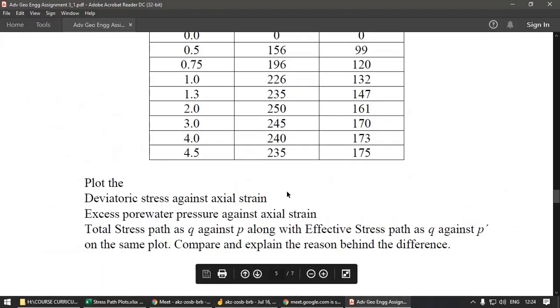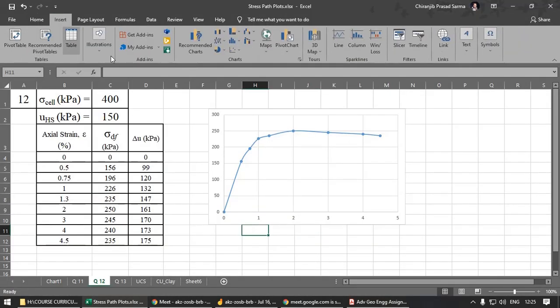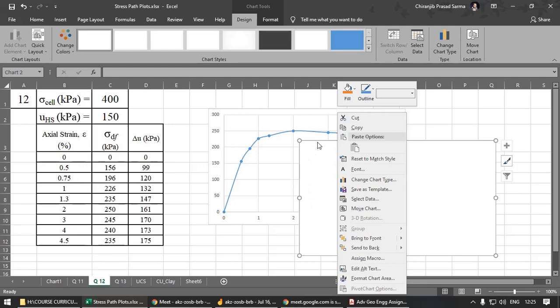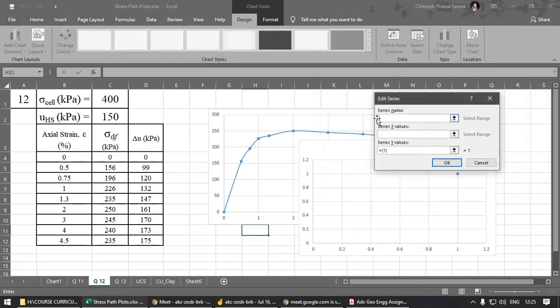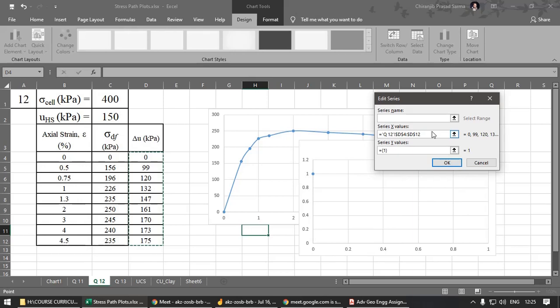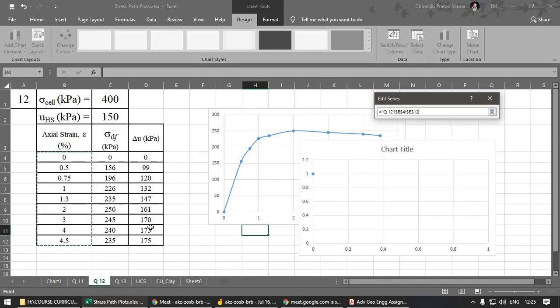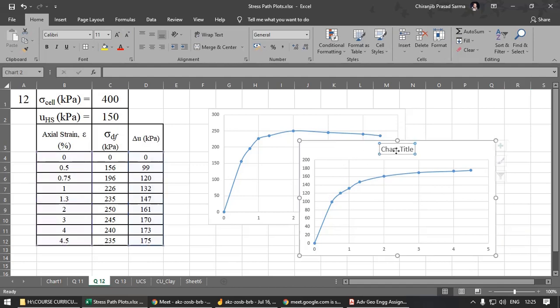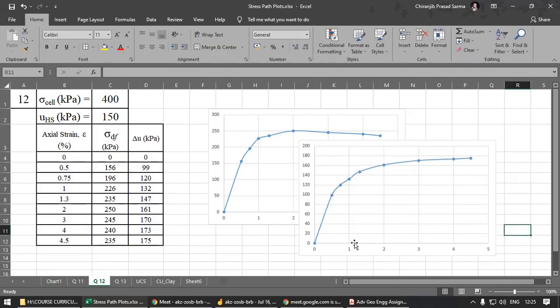Then what is given? Excess pore water pressure against axial strain. So we again insert one more plot. Sorry, x will be axial strain and y will be pore water pressure. So pore water pressure is also increasing. Okay, so it is a normally consolidated soil. We can easily say that. Pore water pressure is also increasing, and it got stabilized at a particular value.